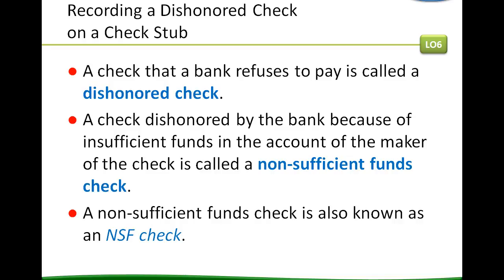Banks may also dishonor a check for other reasons. 1, the check appears to be altered. 2, the signature of the person who signed the check does not match the one on the signature card of the bank. 3, the amounts written in figures and in words do not agree. 4, the check is post-dated. 5, the person who wrote the check has stopped payment on the check. These are all reasons that a bank could refuse to pay.